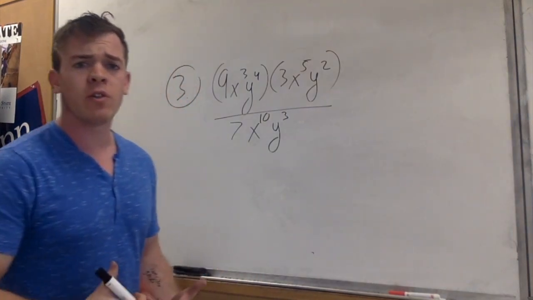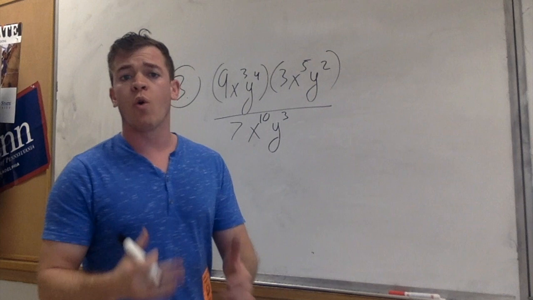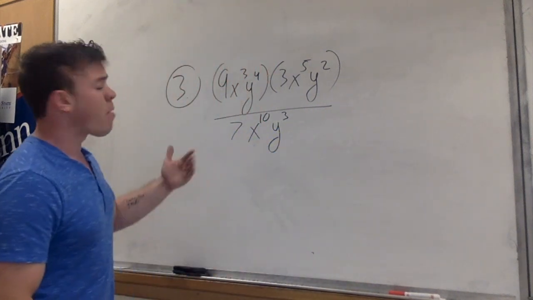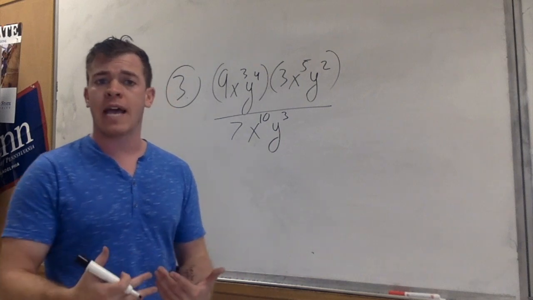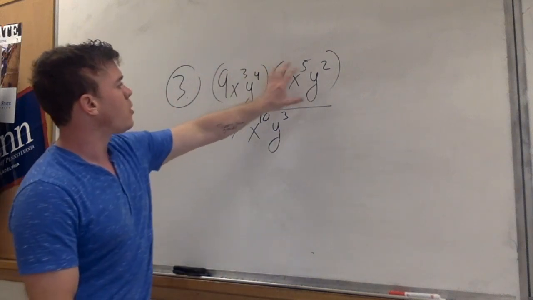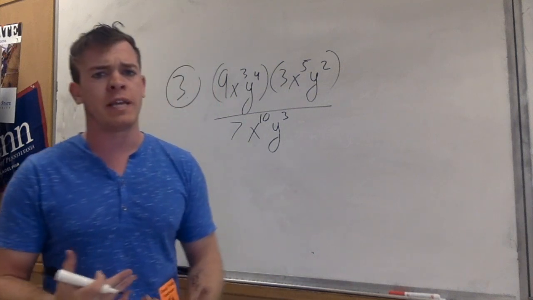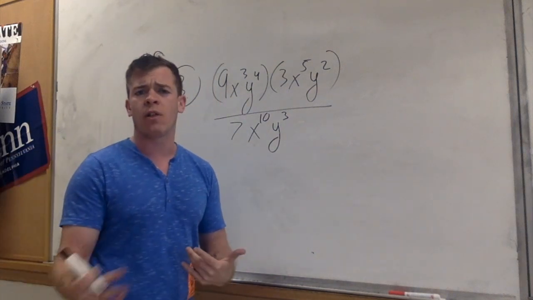Alright guys, now let's go ahead and look at a combination problem where we have both multiplication and division. Now, personally, the way that I would like to attack this is I usually like to do my multiplication across the top and then do my division. I find that that's a little bit easier. And so let's see, what would that look like?